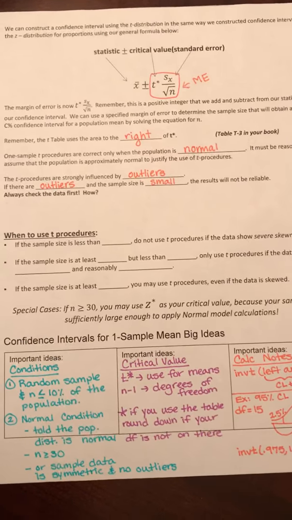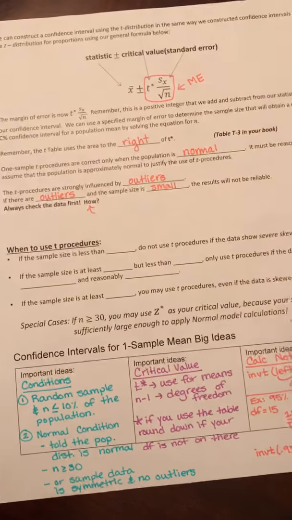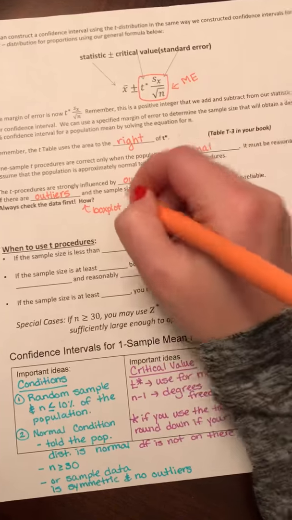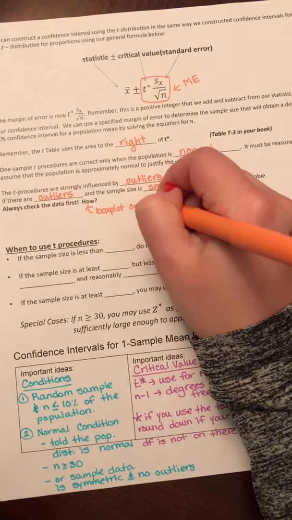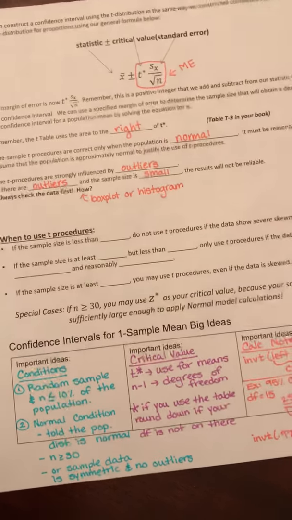Okay? So in order to make sure we don't have outliers, you have to check your data. How do you do that? You either do a sketch of the box plot of your sample data or a histogram, and all it has to be is a rough sketch. Your calculator can do that for you, because they're going to give you the data.